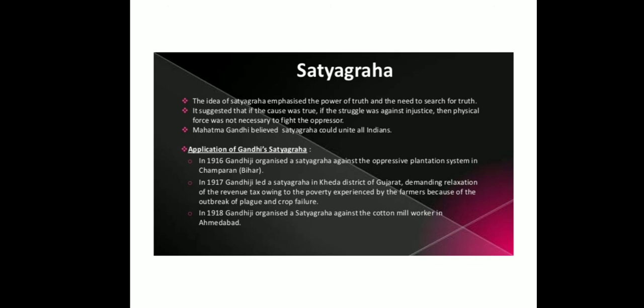In 1918, Gandhiji organized a Satyagraha against the cotton mill owners because the workers were not paid the correct price for their physical work.